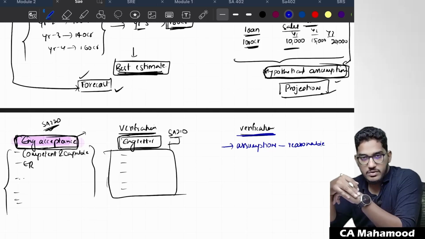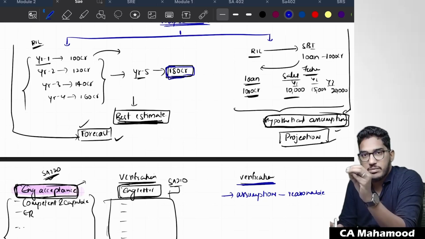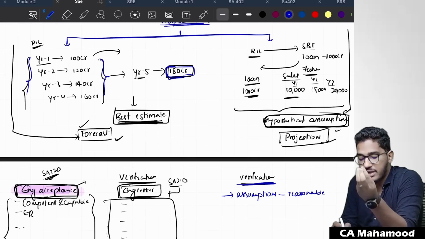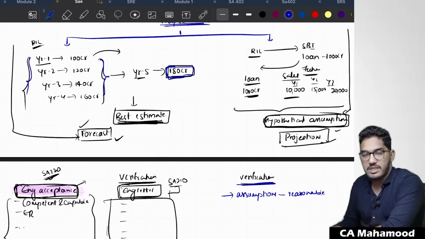For example, if the management has made an assumption that they are going to make a profit of 180 crores in year 5, I need to decide whether that assumption is reasonable. Is it acceptable here? Here I will say yes, it is acceptable. Why? Because when I see the past trend, year after year the profits of the company are going up by 20 crores. Yes, here the management has made a realistic assumption.